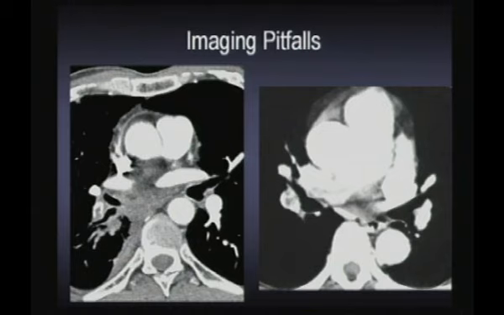Finally, not everything that's in the pulmonary artery is definitively an embolus. In this particular case, we can see a filling defect within the pulmonary artery, but there's clearly a soft tissue mass which extends into this region, and this is a lung carcinoma that invades the main pulmonary artery.